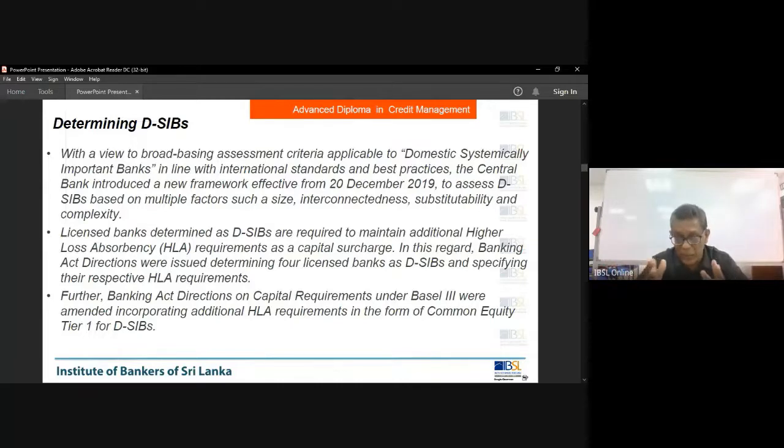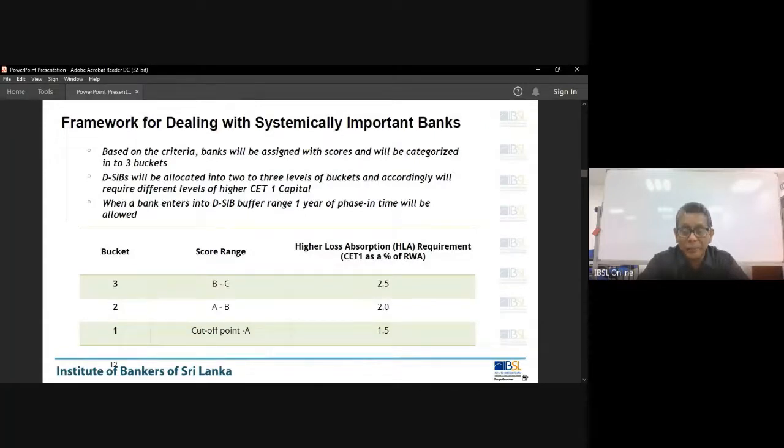Right, I think you may know this one, or you are going to learn it in detail. Now, these four banks, mind you, carry around 55% of the total asset base in Sri Lanka.